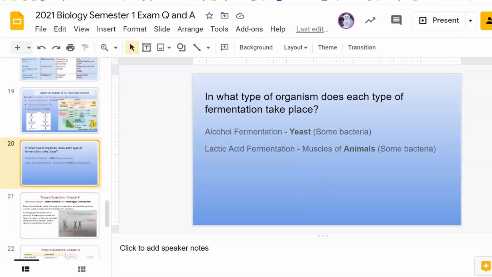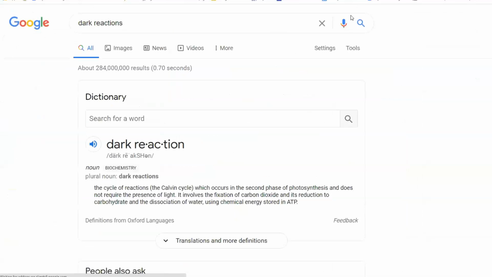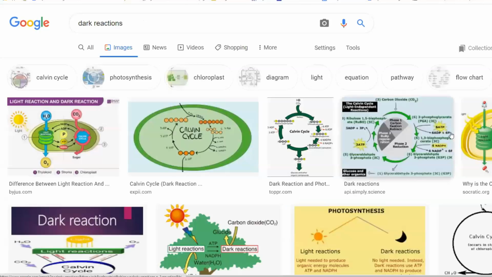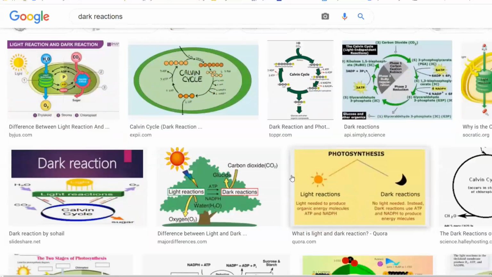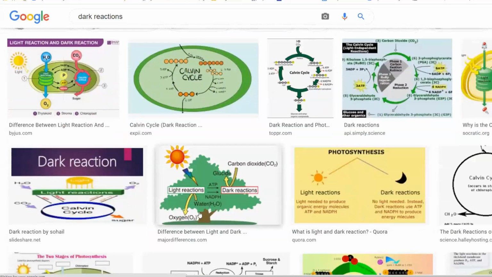So that was all of the questions I got. Actually, I had a last minute question come in. Somebody had asked about the dark reactions. And basically, like I said, you don't need to know all of the steps. Just know what goes in and what comes out. Carbon dioxide's going in, ATP and NADPH going in, glucose comes out.